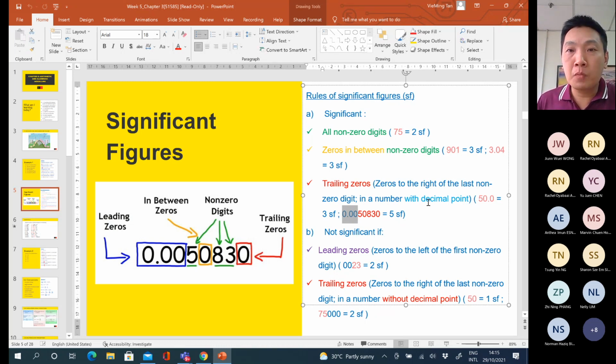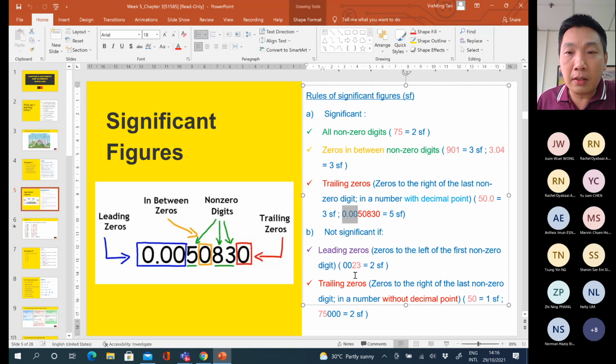Then which numbers are not included in the significant figures? This includes the leading zero. Leading zero means those 0s on the left-hand side, whereby in front of these 0s there is no non-zero digit, then it's considered as not significant. Not significant means not meaningful.